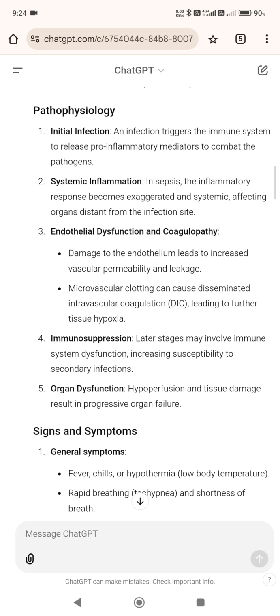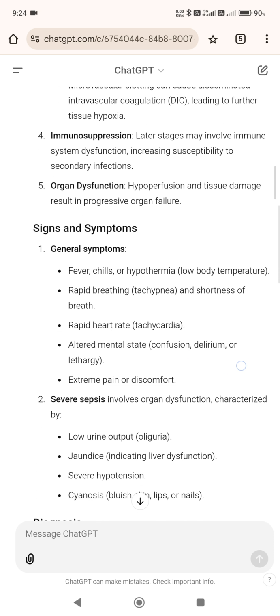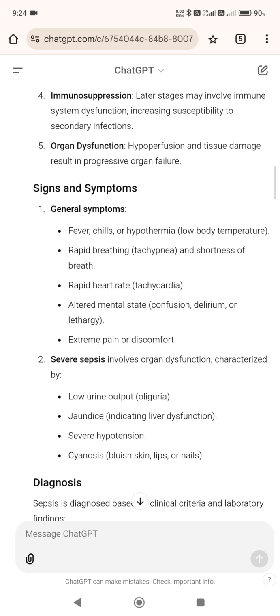Damage to the endothelium leads to increased vascular permeability and leakage. Microvascular clotting can cause disseminated intravascular coagulation, leading to further tissue hypoxia. 4. Immunosuppression. Later stages may involve immune system dysfunction, increasing susceptibility to secondary infections. 5. Organ dysfunction. Hypoperfusion and tissue damage result in progressive organ failure.